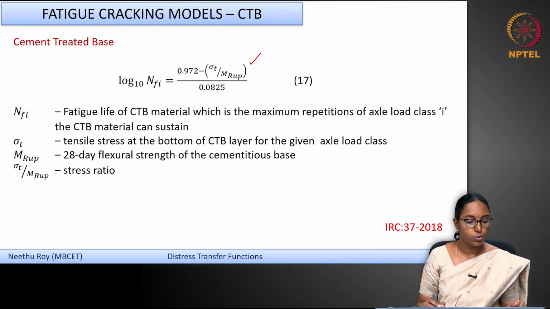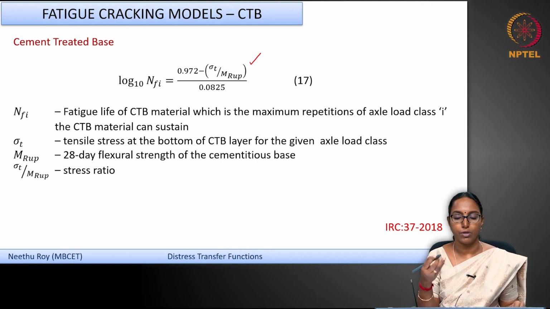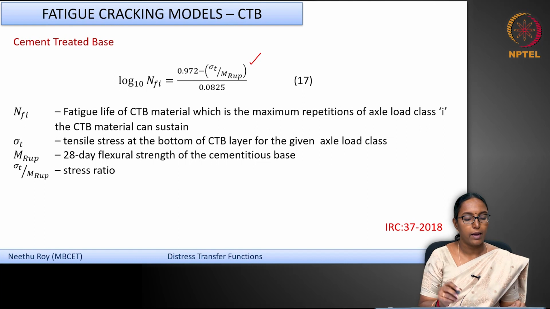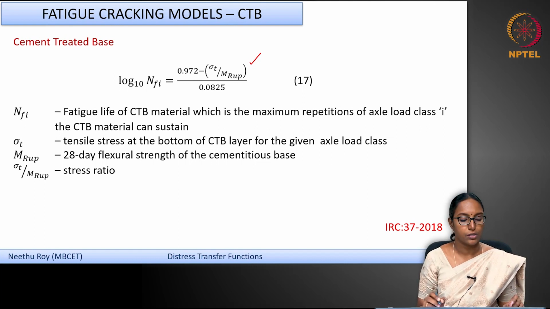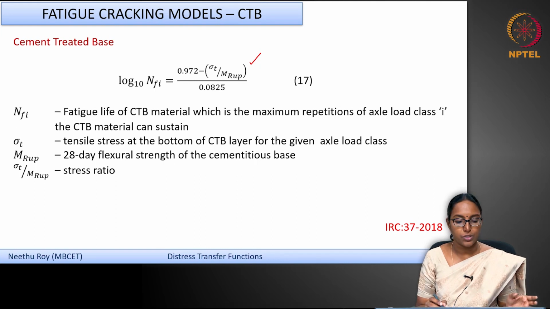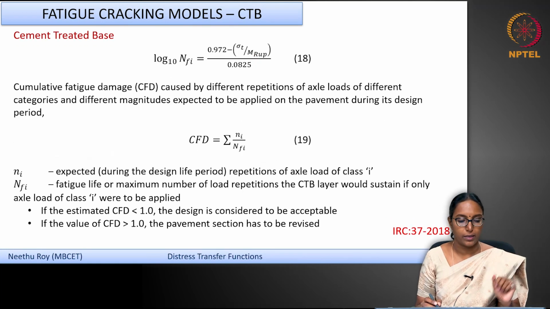And it is related to the stress ratio, wherein sigma T represents the tensile strain at the bottom of the CTB layer for the given axle loads that you can determine using the layered elastic analysis, and M_rup represents the material modulus of rupture, or the flexural strength of the cementitious base, where the 28-day flexural strength has to be used. Now this essentially gives you the number of repetitions, or the fatigue life, for the ith load class.